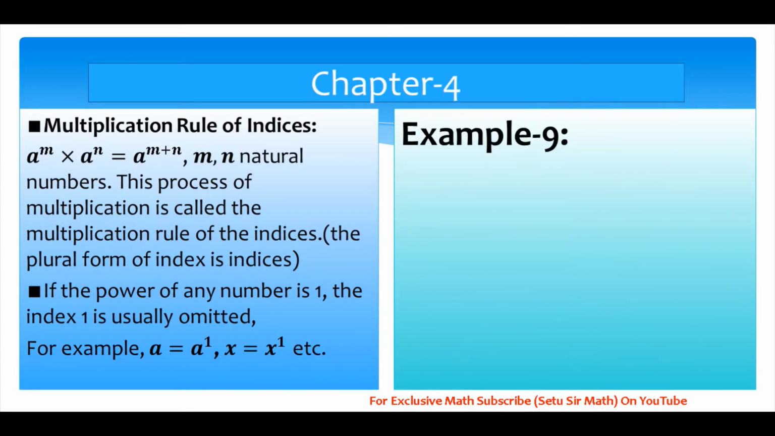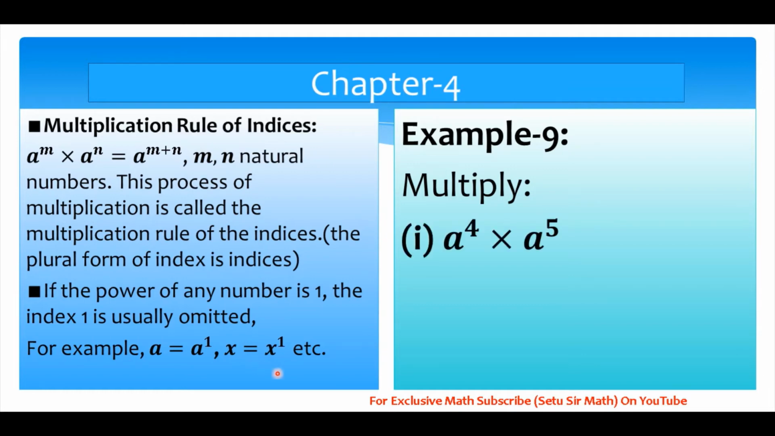That is example number 9. We have to multiply a to the power 4 by a to the power 5, and we have to follow this rule of indices. That means a to the power m multiplied by a to the power n equals a to the power m plus n. This is the general formula, and we have to follow this rule of indices here. So we can write the base a, and the powers will be added, 4 plus 5. We get a to the power 9. That is our desired answer.